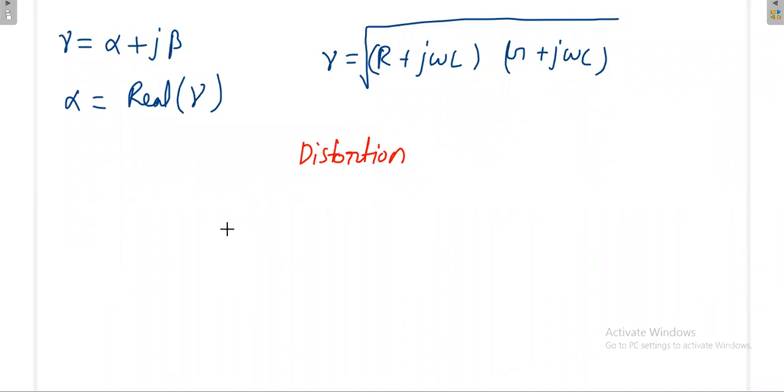Amplitude gets expanded. No, sir, no. Okay. The input and output amplitude.